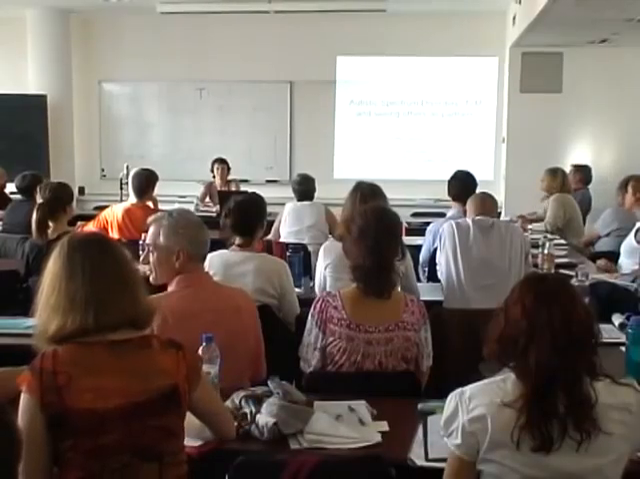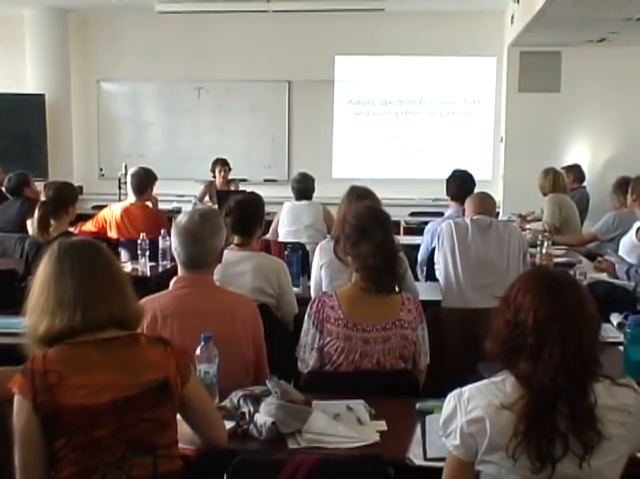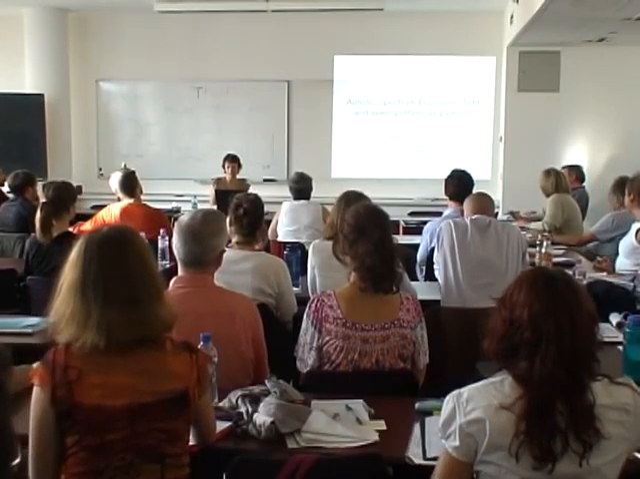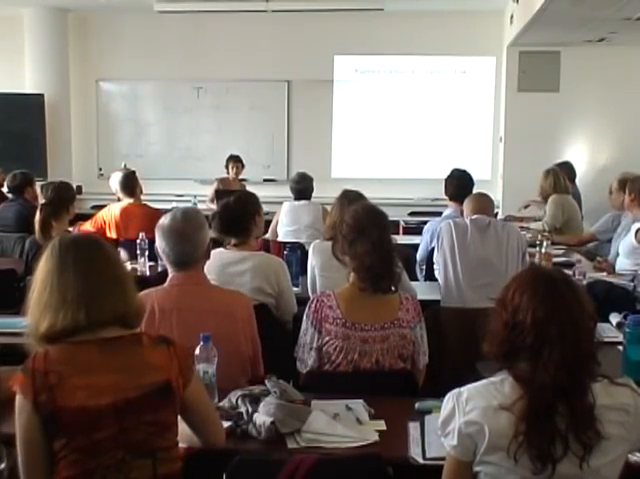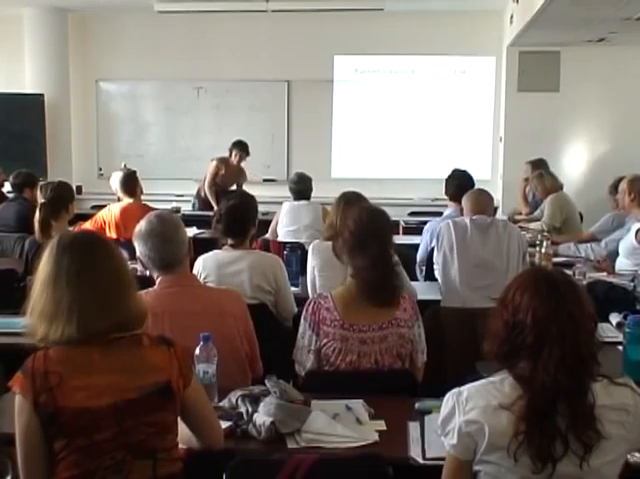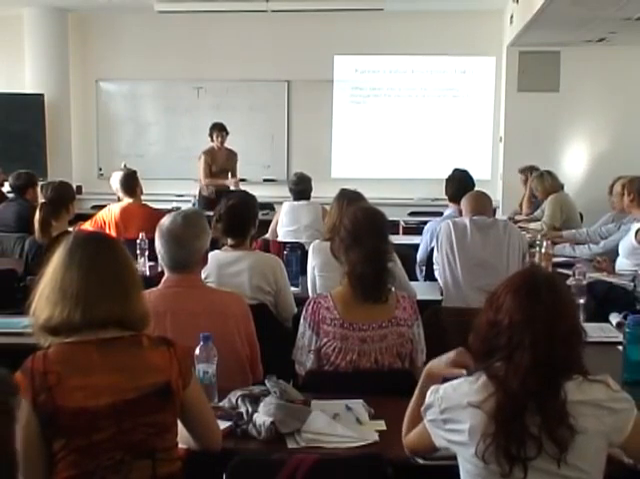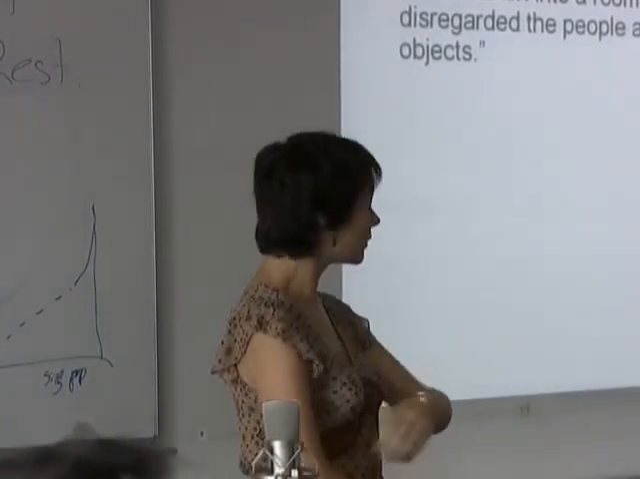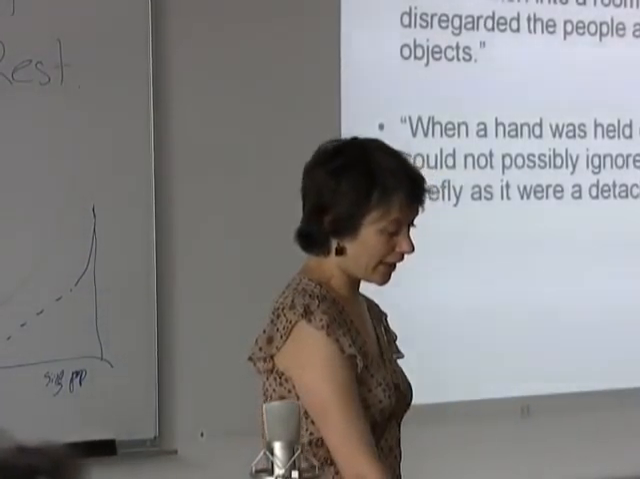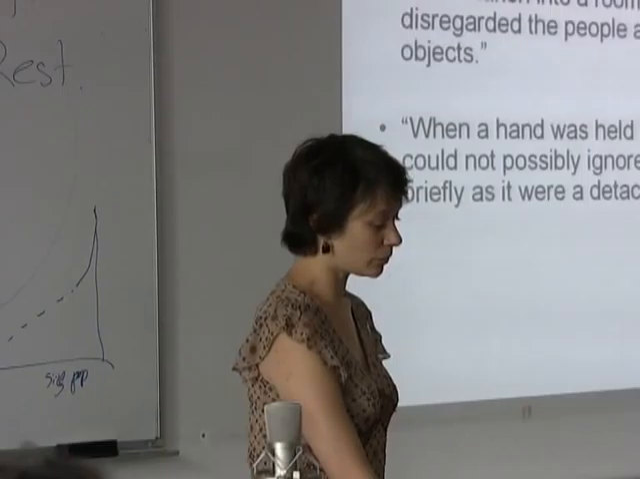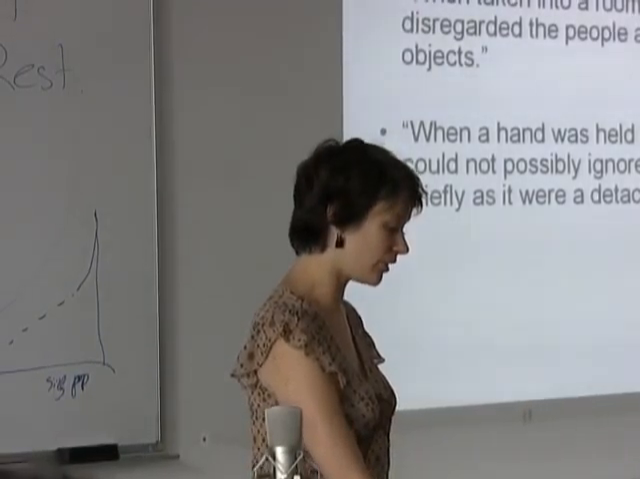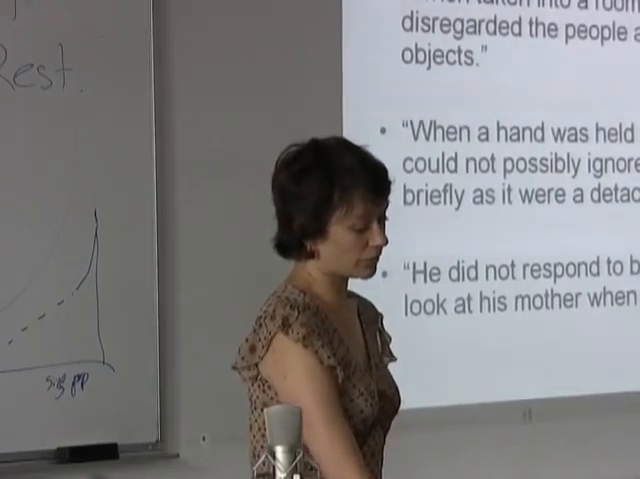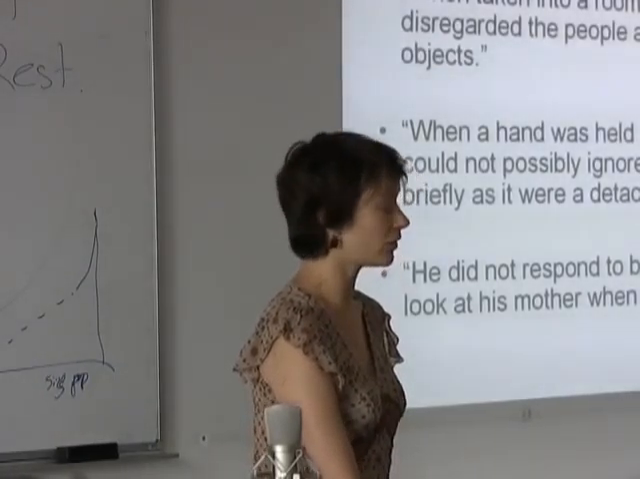So I'm going to tell you about autistic spectrum disorders, theory of mind, and the ability to see others as partners. I'm going to start with the initial description that was given by Kanner, and here's what he writes. When taken into a room, he completely disregarded the people and instantly went for objects. When a hand was held out to him so that he could not possibly ignore it, he played with it briefly as if it were a detached object. He did not respond to being called and did not look at his mother when she spoke to him.